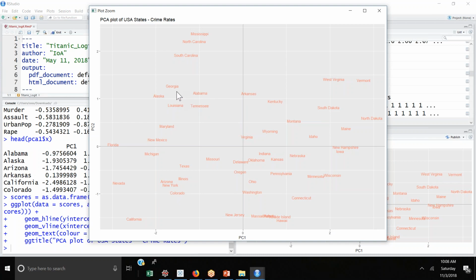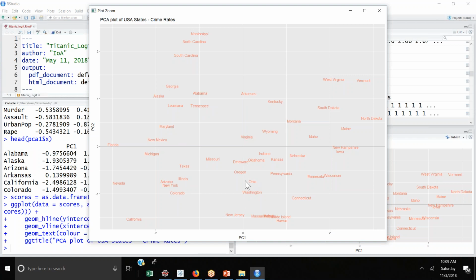If you look at this one, Georgia, Louisiana, Alabama, Tennessee. Oh, by the way, crime rates. But Georgia, Alabama, Tennessee, South Carolina, these are southeast. More of rural, less of urban, you mean? Here, more rural, less urban.